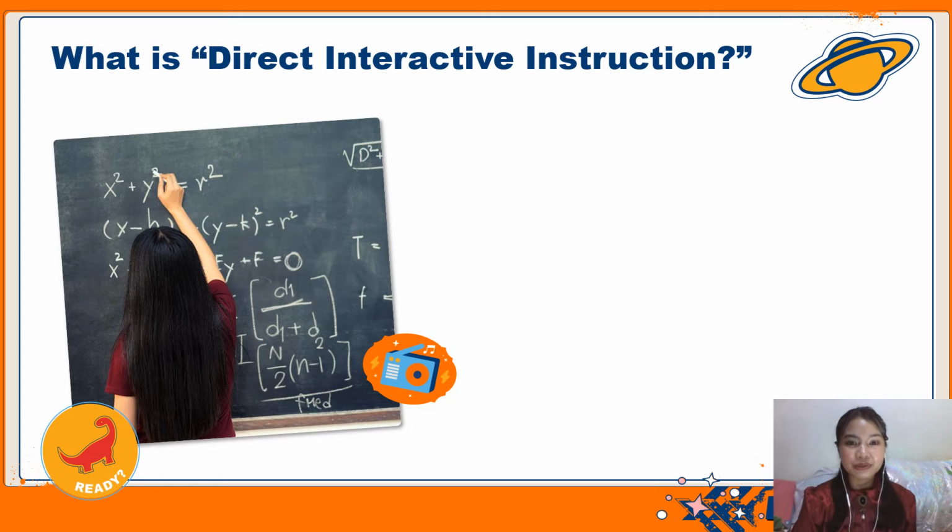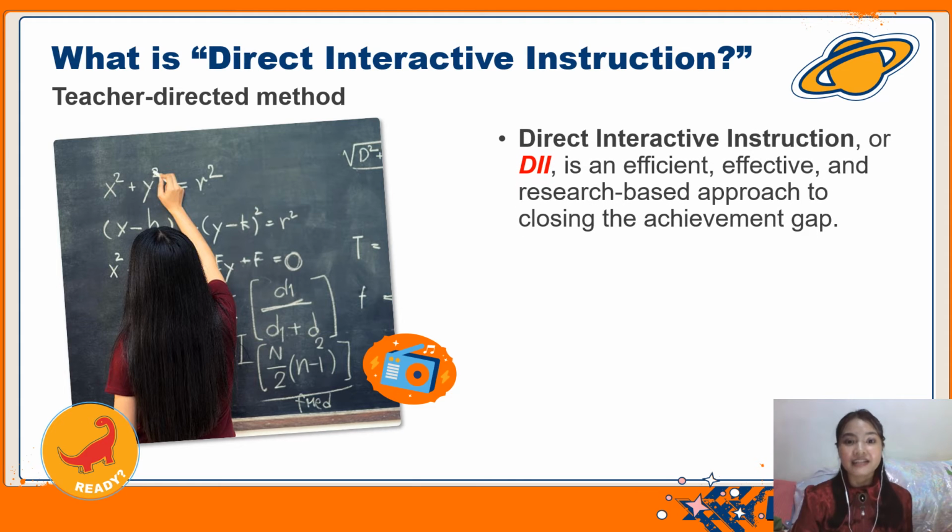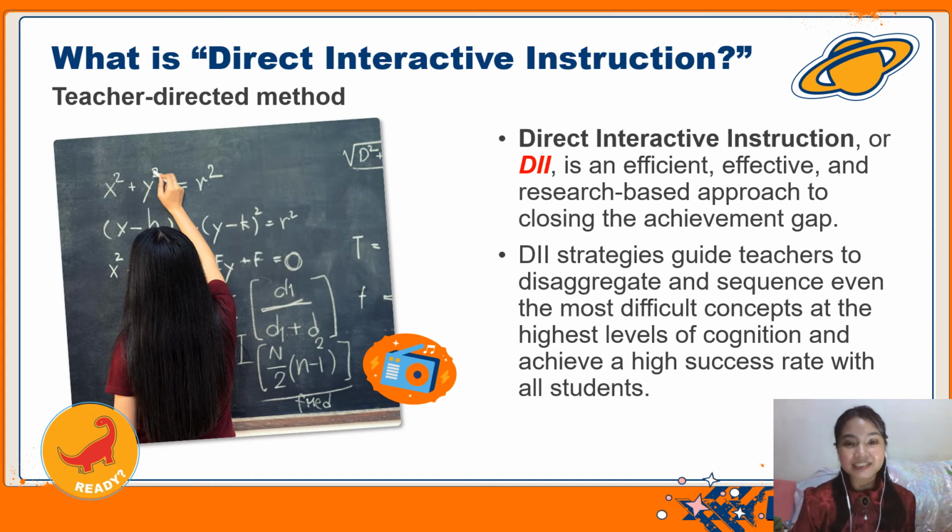Direct instruction is the use of straightforward, explicit teaching techniques, usually to teach a specific skill. It is a teacher-directed method, meaning that the teacher stands in front of a classroom and presents the information. In other words, direct interactive instruction, or DII, is an efficient, effective, and research-based approach to closing the achievement gap. Furthermore, DII strategies guide teachers to disaggregate and sequence even the most difficult concepts at the highest level of cognition and achieve a high success rate with all students.